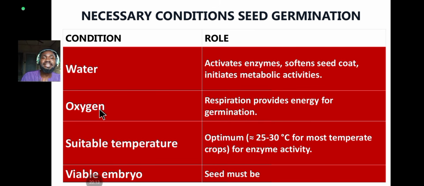All right, the next here is oxygen. And what is the role of oxygen? Oxygen is for respiration. Respiration provides energy through what? Metabolism. Okay, the next is suitable temperature. There's a particular temperature range that favors what? Germination. Optimal temperature, which is equivalent to what? 25 to 30 degrees Celsius. This is around room temperature for most temperate crops. Okay, for enzyme activity. So most enzymes work best at a temperature range between 25 to 30. That's around room temperature. All right.